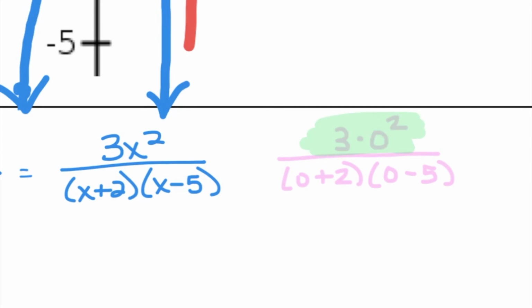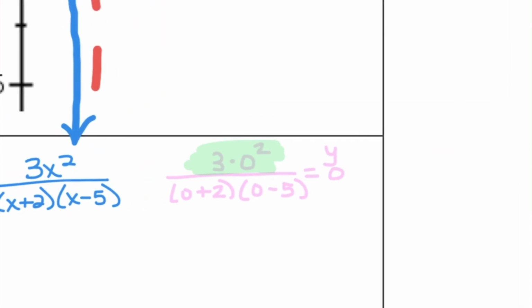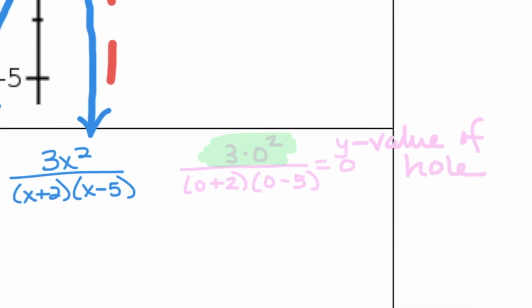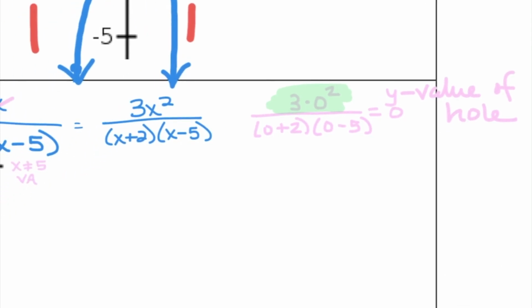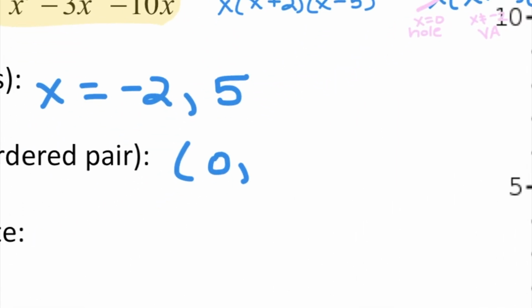But what you see in the numerator is, hang on a second, what you see in the numerator is that 3 times 0 is just 0. And so the value of this whole thing is equal to 0. So that's the y value of the hole. And so your hole is the point 0, 0.